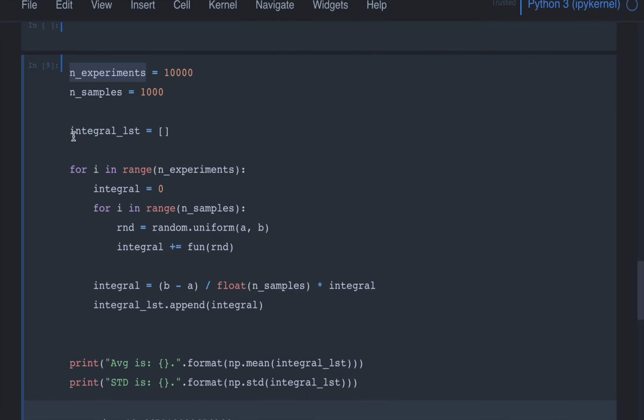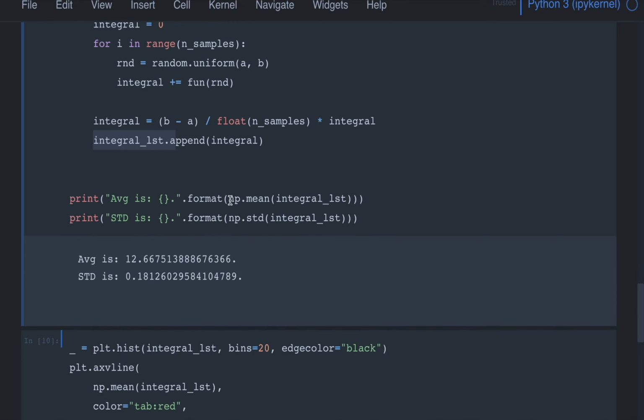Okay, this time because we have a number of experiments, we have an integral list where we are going to compute all our integrals, right? So this part we have seen before. Here all we are doing is the integral we computed for each experiment, we are storing it in a variable called integral LST. Okay, and then finally we can simply take the average and the standard deviation.